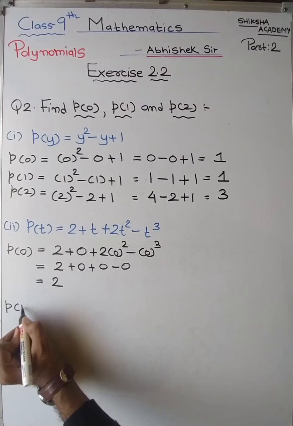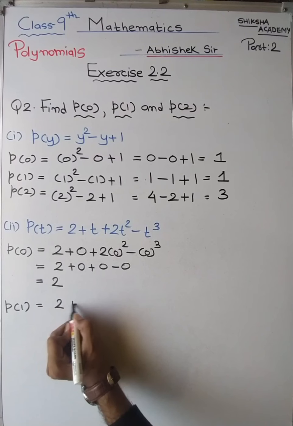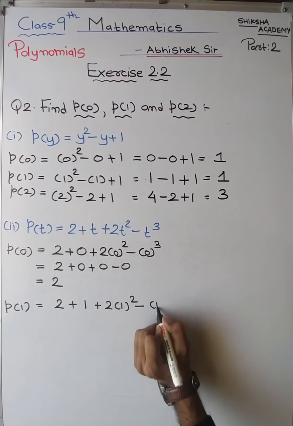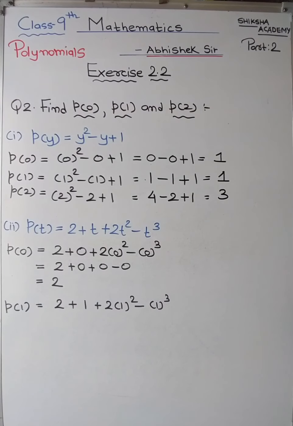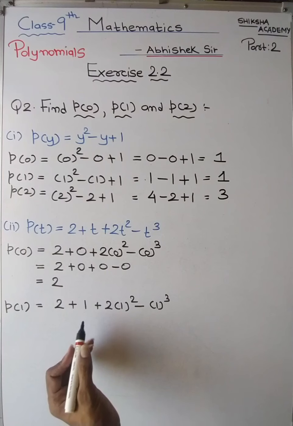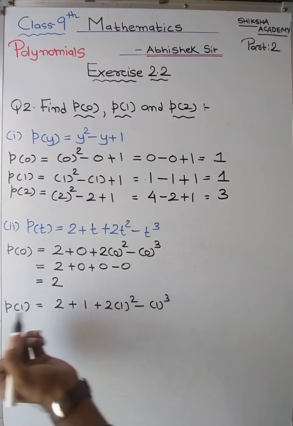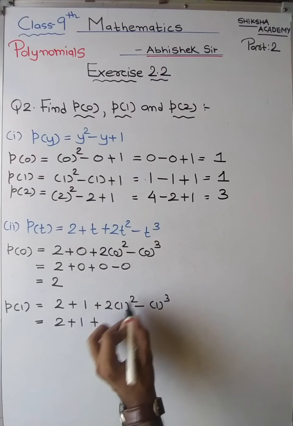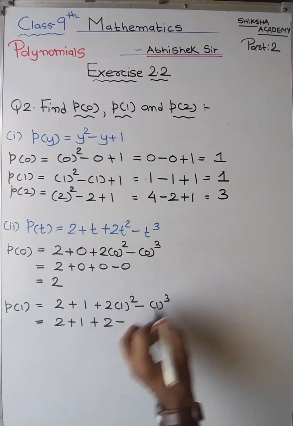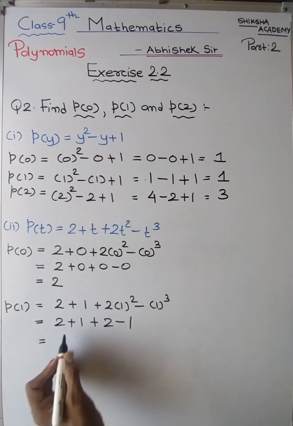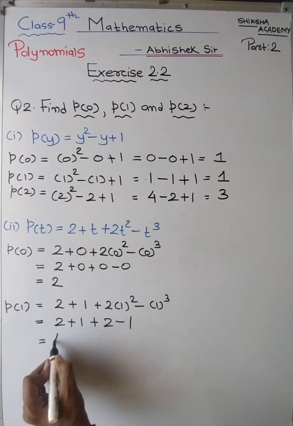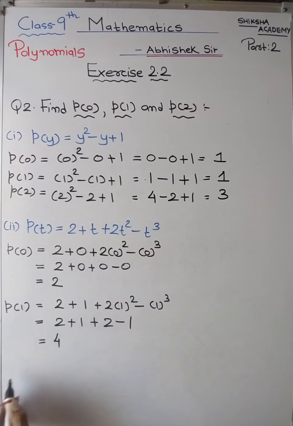What is p of 1? 2 plus 1 plus 2 into 1 square minus 1 cube. What did I do? I just replaced t with 1. So it is 2 plus 1 plus 2 into 1 square is 2 and minus 1 cube is 1. So 2 plus 1 plus 2, that makes it 5, and 5 minus 1 is 4. So p of 1 is 4.